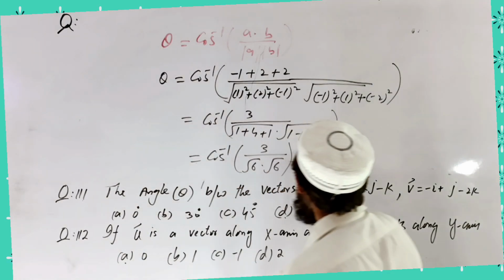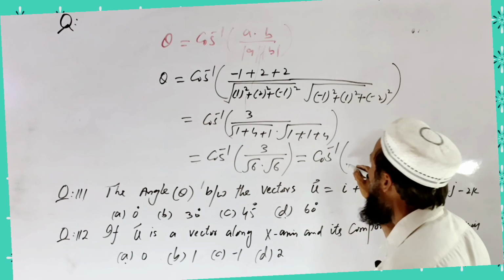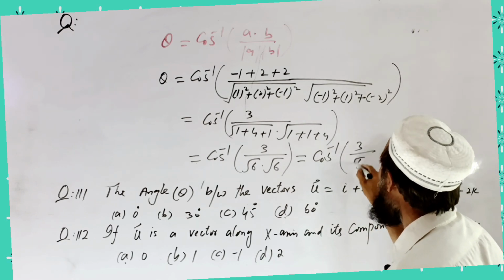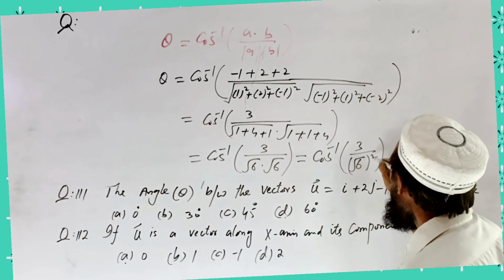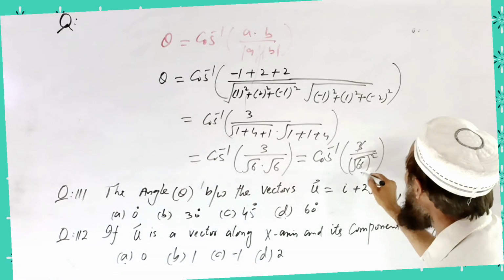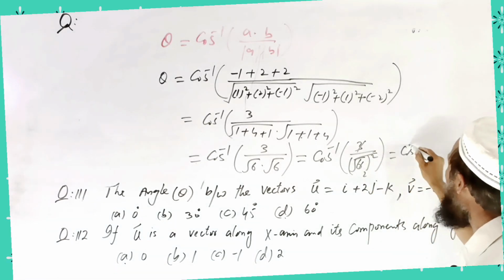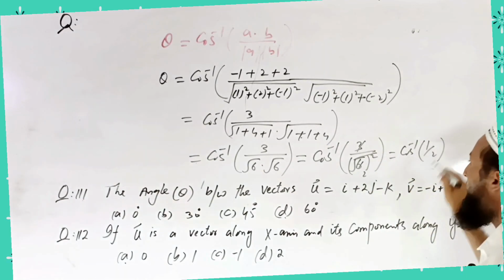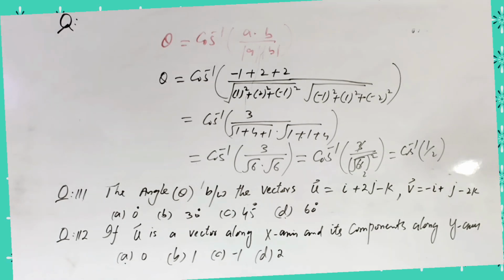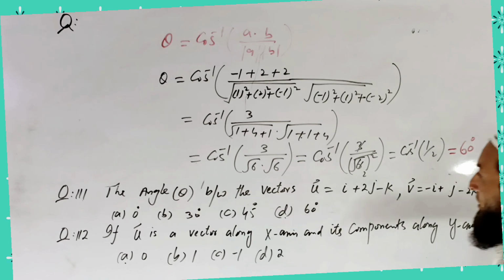We can write here cos inverse 3 over 6 under root, we can write square and both are cancelled. 3 ones are 3, 3 twos are 6, and cos inverse 1 by 2 is equal to 60 degree. That is 60 degree.